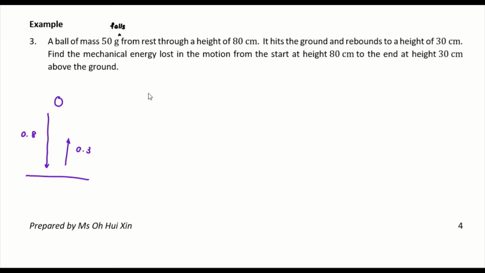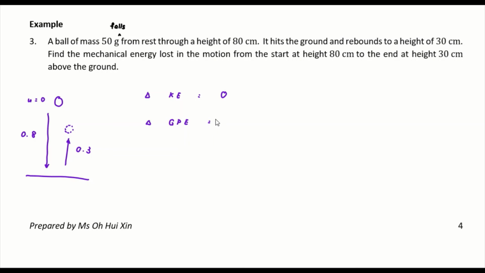So maybe we can try to find out one by one. So the change in kinetic energy first. You'll realize that at this point, if let's say it's from rest, so here u is 0. So this is the rebound to a height of 30 cm, right? So this is the final height, which is the maximum as well. So that's why when you try to find the initial kinetic energy and the final kinetic energy, it is still going to give you 0. So the change in kinetic energy is actually 0. So let's try to find out the change in GPE then.